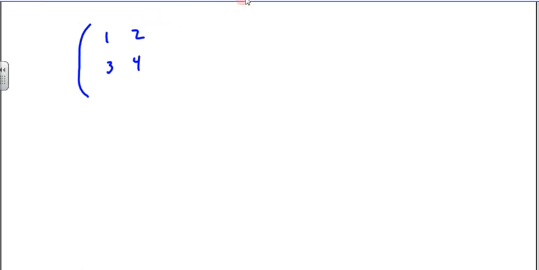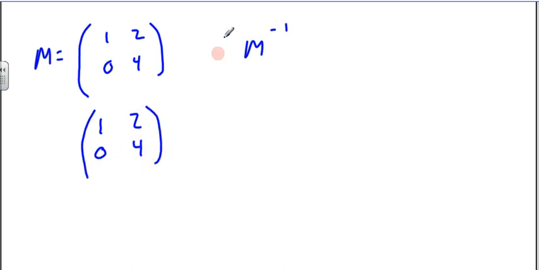Oh, let's go with 1, 2, 0, 4. Make it easy. So let's say that's my M, and I want to find out what M inverse is. Well, I could take 1, 2, put it in my TI-89 calculator, and it's going to tell me what the inverse is. Or I could do something called elementary row operations.